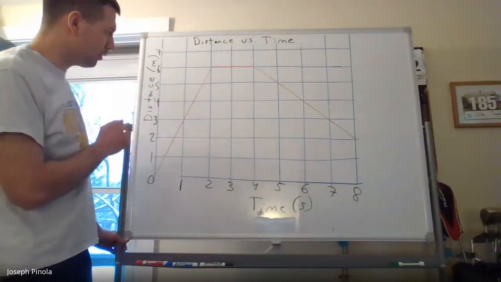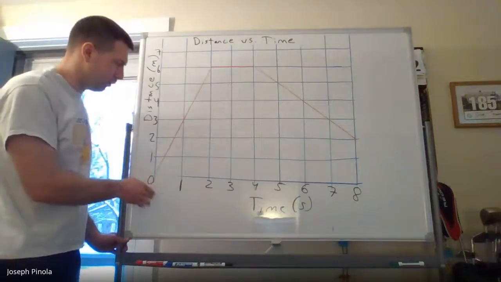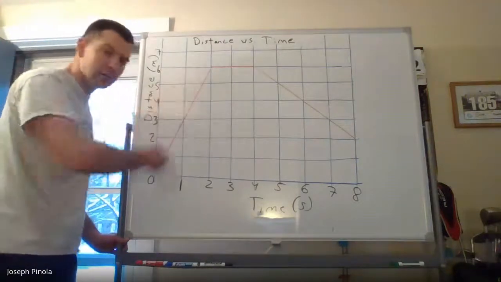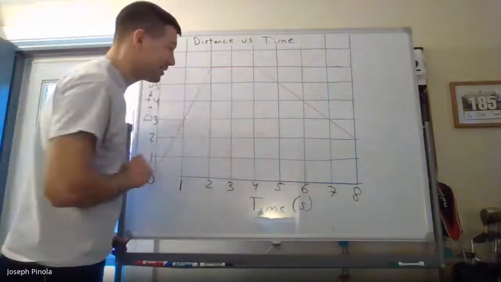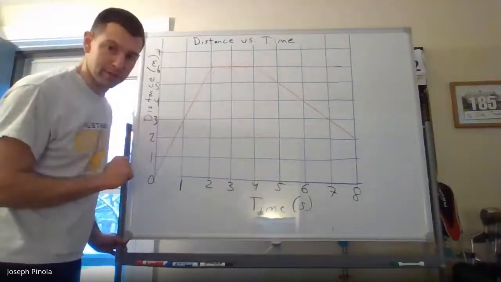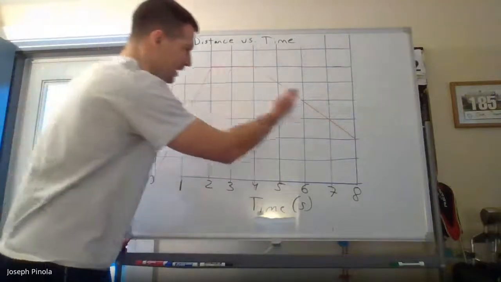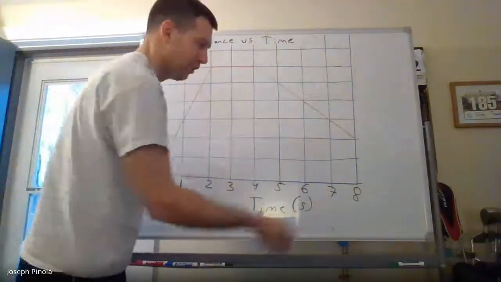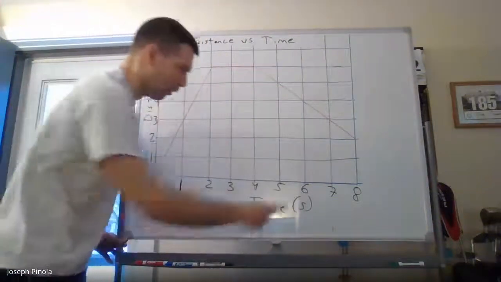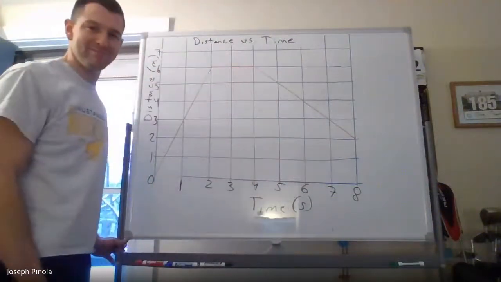So, what do we know about this graph? Well, we know that it is moving at a fast, constant speed in the beginning. We know that it is at rest in the middle, moving at 0 meters per second. And then it is moving at a slower, constant speed back towards the origin, even though it doesn't quite make it all the way back.